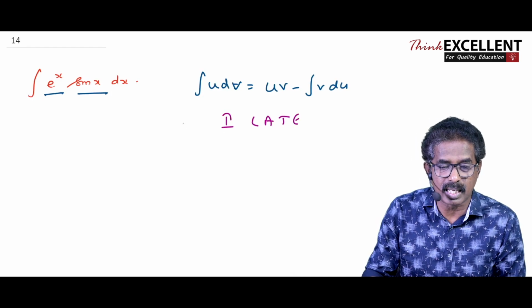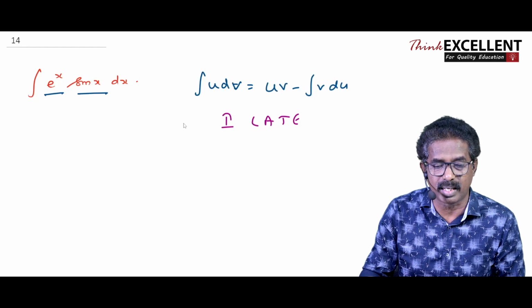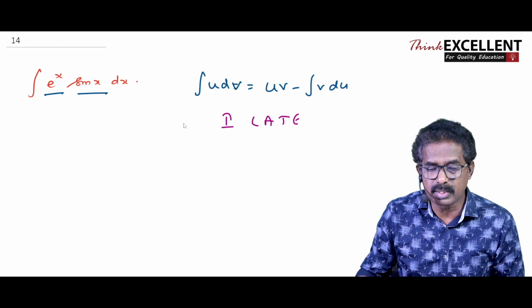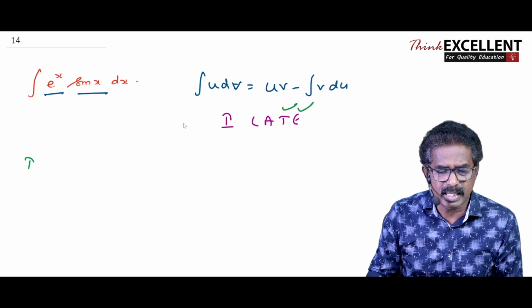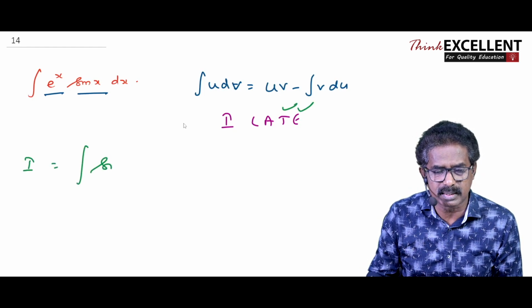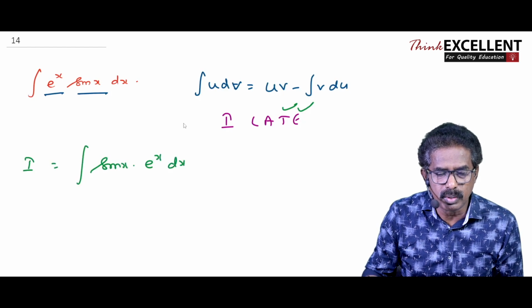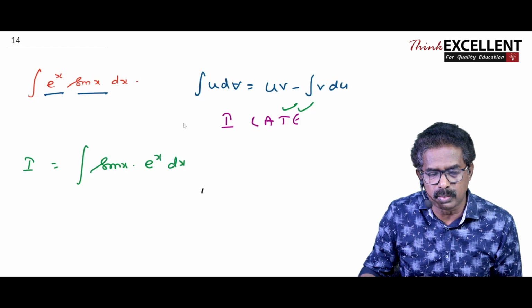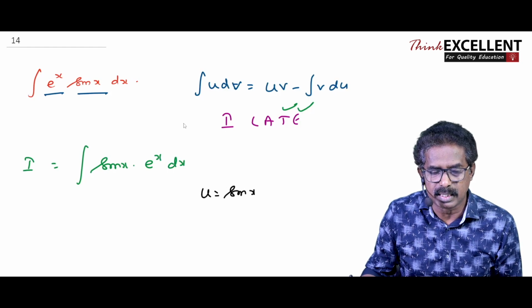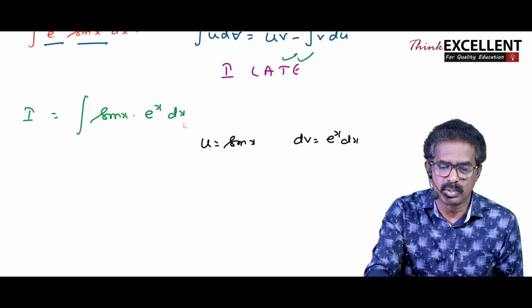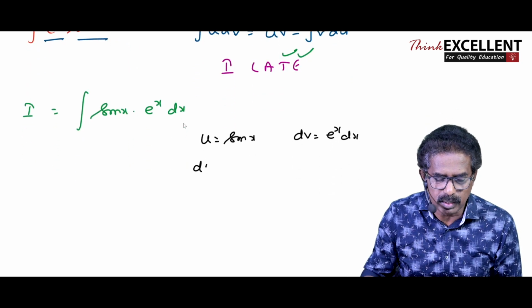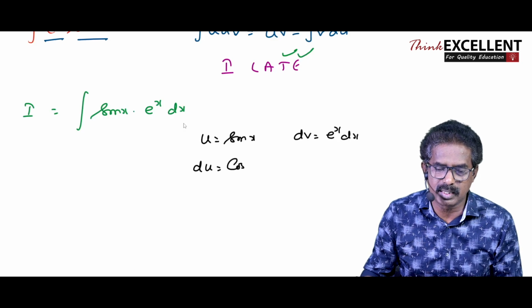However you do this sum the answer will come, but go in a proper way. Here e raised to x is exponential, sin x is trigonometry. So trigonometry first. I am taking, let I be equal to integral sin x into e raised to x dx. So u equal to sin x, dv is equal to e raised to x dx. Differentiate: du is equal to sin x derivative, cos x dx.